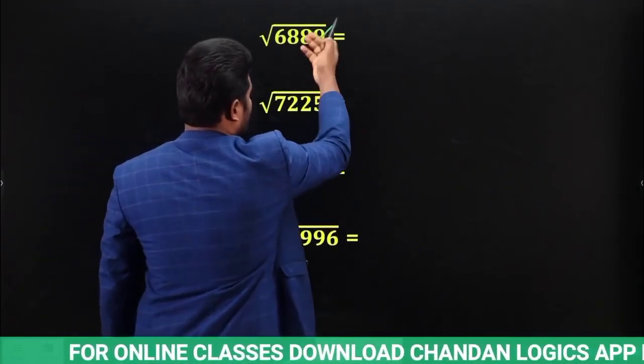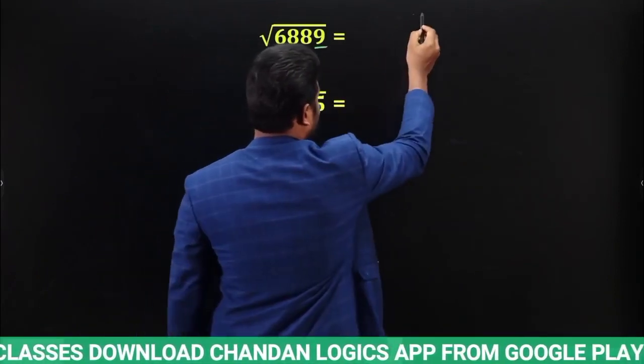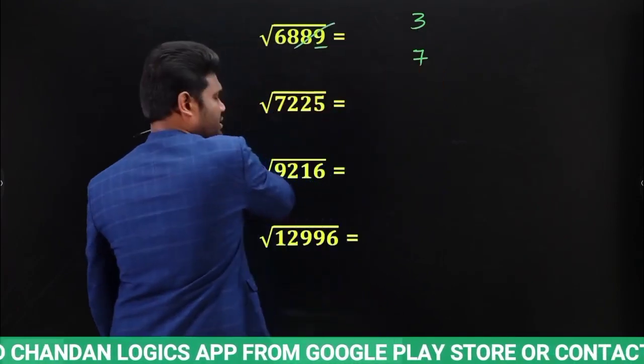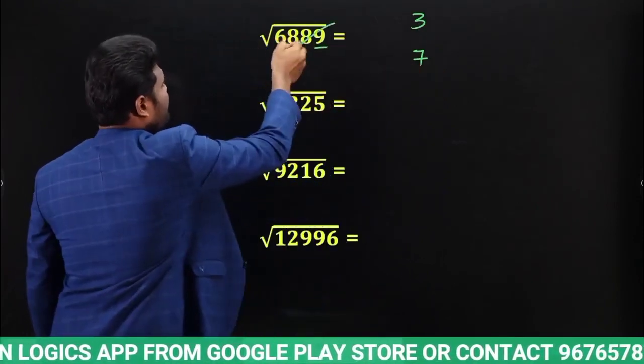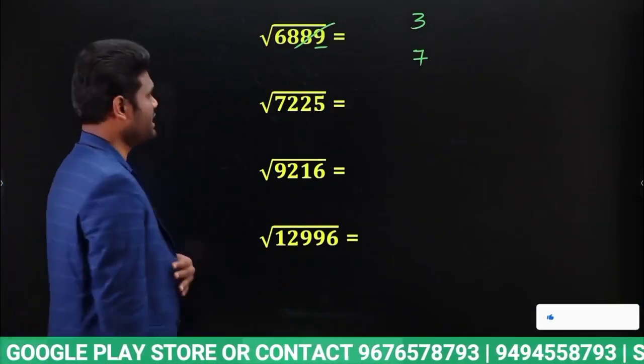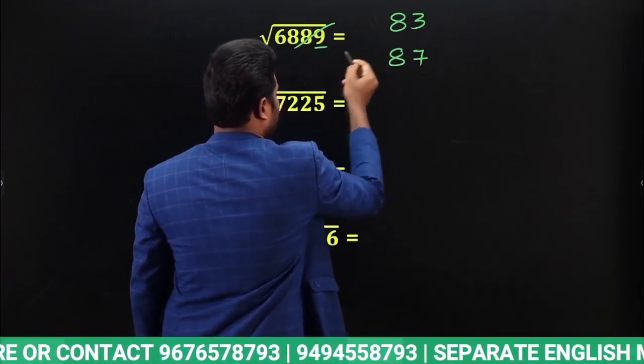When do we get 9? 9 you are going to get 2 possibilities. Yes or no? One is 3 and the other is 7. Yes, strike off last 2 digits. Next, the perfect square close to 68 and less than 68. 8 square is 64. Yes or no? 8 square, which means this should be 83 or 87.